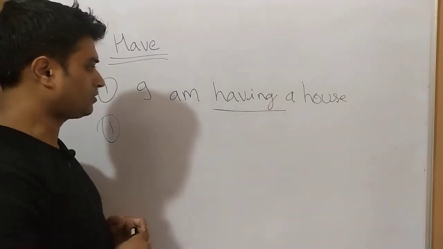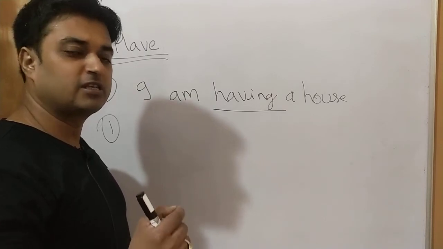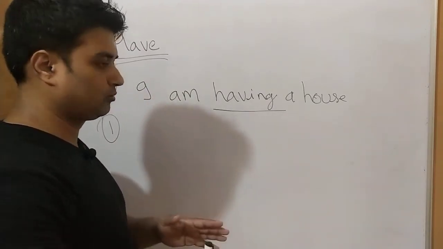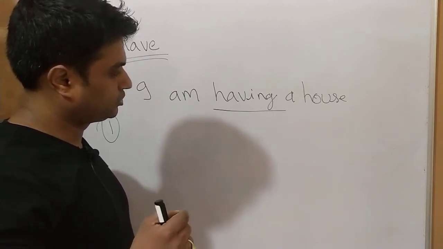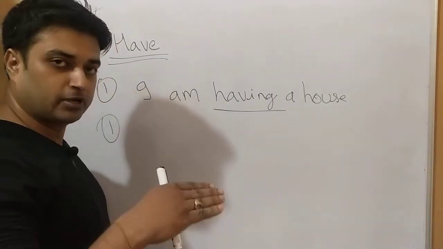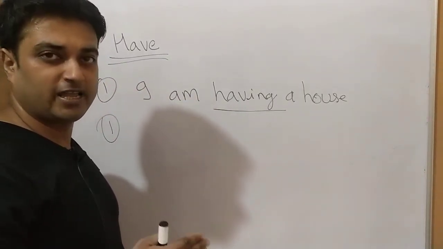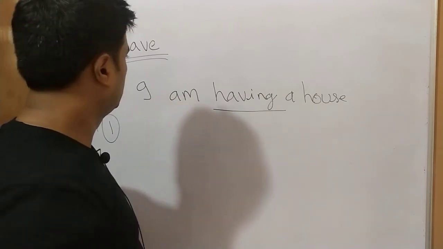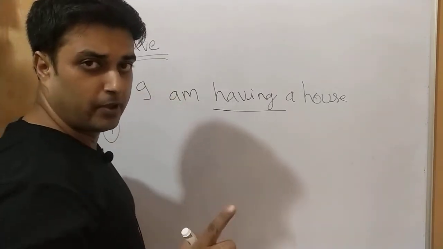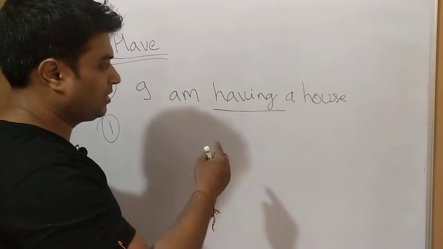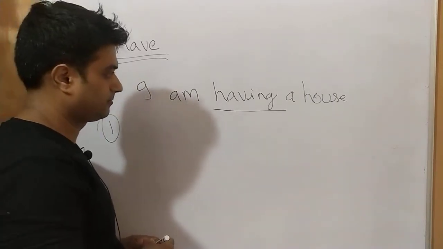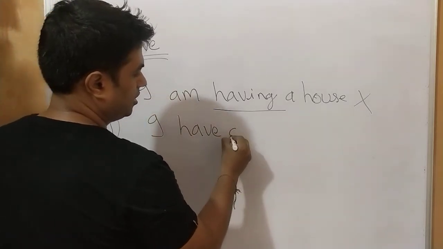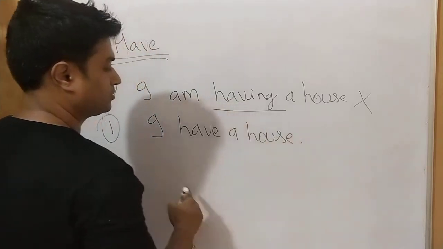So when we mean to own something, to possess something, or something is with me, then we have to use this in the present indefinite or past indefinite, depending on the situation. If you want to say currently I own a house, then you will say "I have a house." If you want to say that sometime in the past I owned a house, then you will say "I had a house." So from now on, make sure that you say "I have a house." "I am having a house" or "I am having a book" is completely incorrect. The correct sentence is "I have a house."